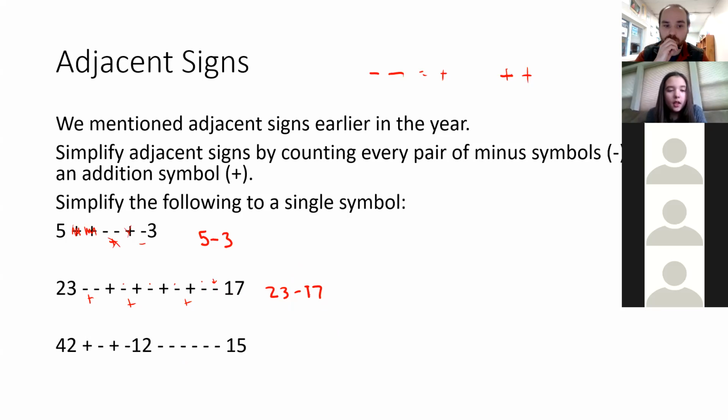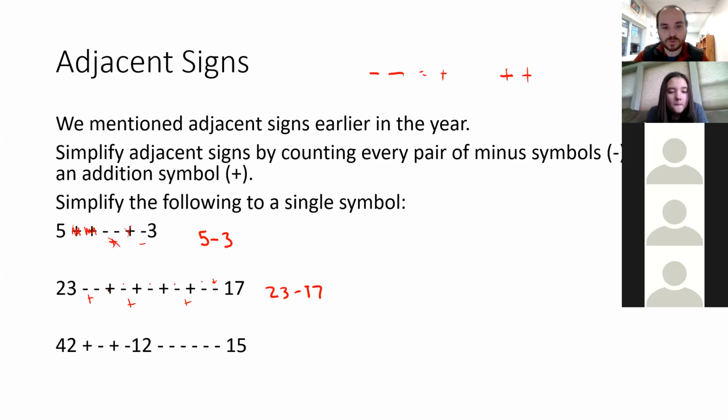But wait, I'm confused. Why is there more than one negative sign? So like I said, these aren't necessarily real problems. The idea here is just to learn how to combine and simplify these operations.